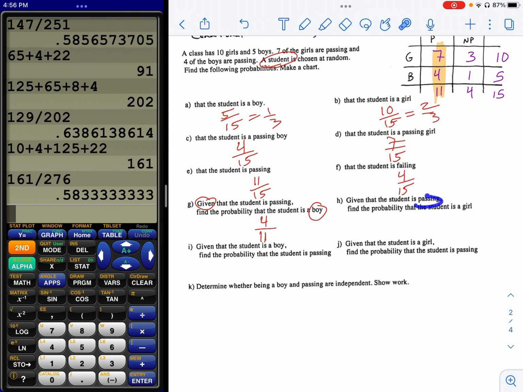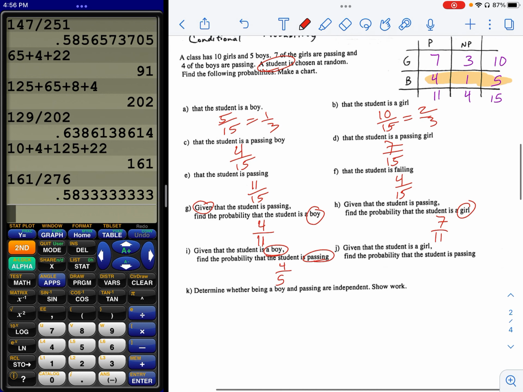Same thing, it says given the students passing, that's the same group. So it's still a denominator of 11, but now how many of them are girls? 7 are. Our condition changes, so let me change my highlighting. Now the condition is a boy. So now my highlighted portion I care about is this. There are 5 of them, 5 boys. And how many of them are passing? Well, 4 of them are passing.